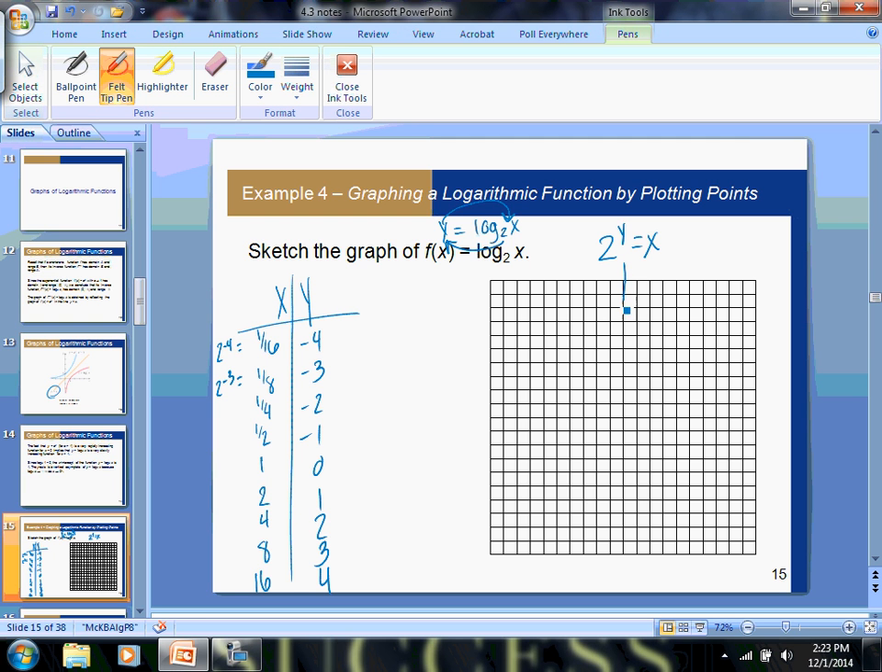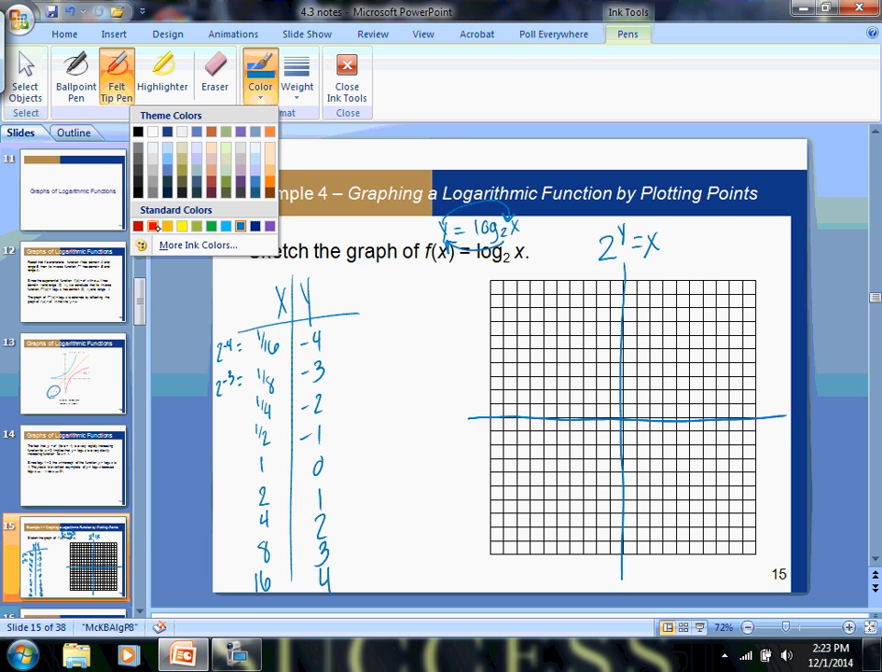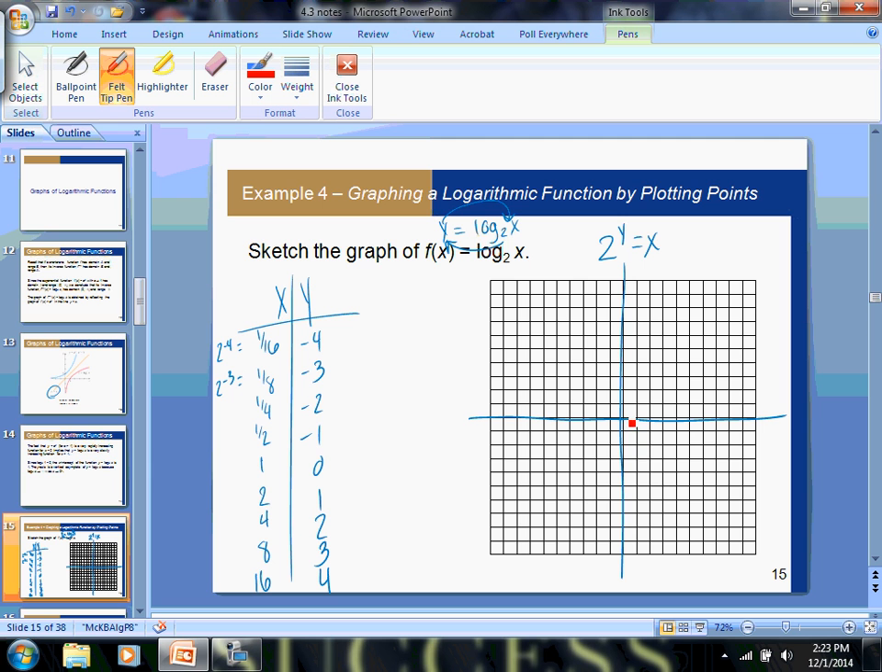So now if I go to graph this function, I'll put in my axes here. And when I graph, I'm going to start at 1/16, negative 4, so that'll be really close to the y-axis. And I have 1/8, negative 3, again, still really close. 1/4, negative 2, 1/2, negative 1, and then 1, 0, and then 2, 1, 4, 2, and 8, 3.